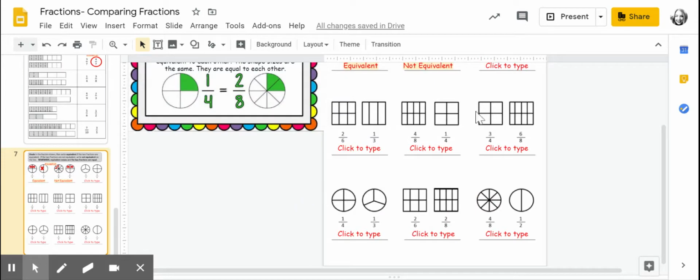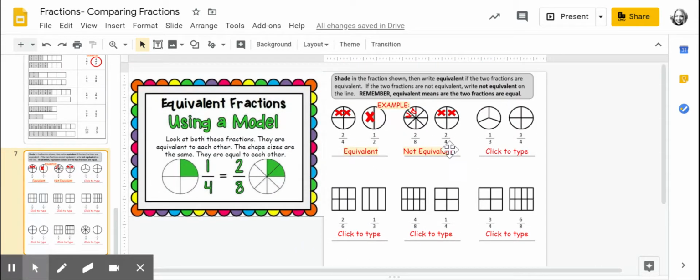So in this example, I've done 2 for you. One that is equivalent, 2/4 versus a half. If I flip this circle around, you can actually see that it is worth the same amount as 1/2. So this is considered equivalent.